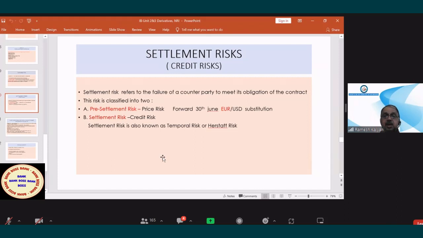12 o'clock, my time has opened, I have to settle. So I have made the settlement. And the second leg of the transaction, which is to be settled in dollar, will not happen. That is supposed to happen only at 7 o'clock. In between, a bank fails or something happens, I will not get that money. That is known as settlement risk.